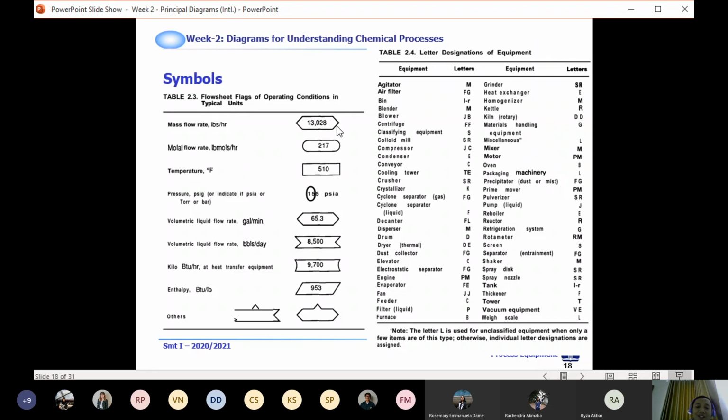Yeah, just use the symbol that looks like this one. And this one is for the molar flow rate, temperature, pressure. Pressure is usually a circle, so don't change it again into a triangle. No, don't do that one. Just follow the agreement that we already have, so that other engineers from all over the world will understand your symbol.